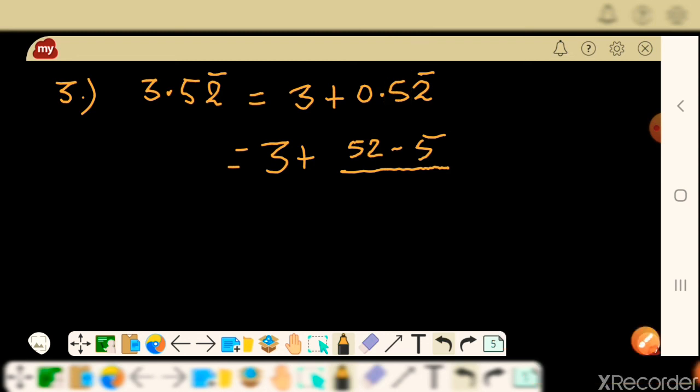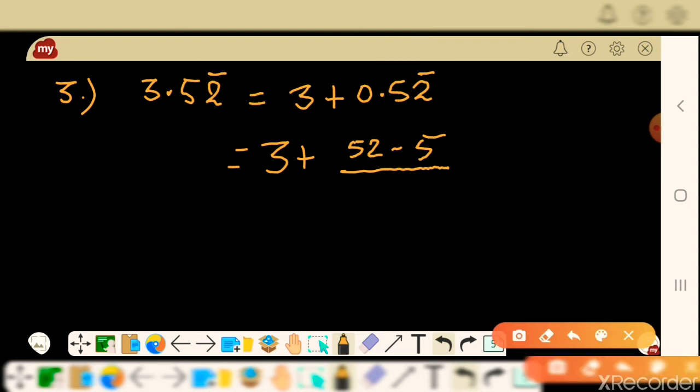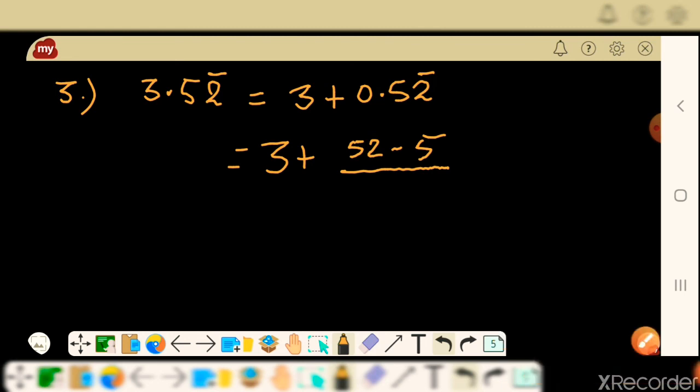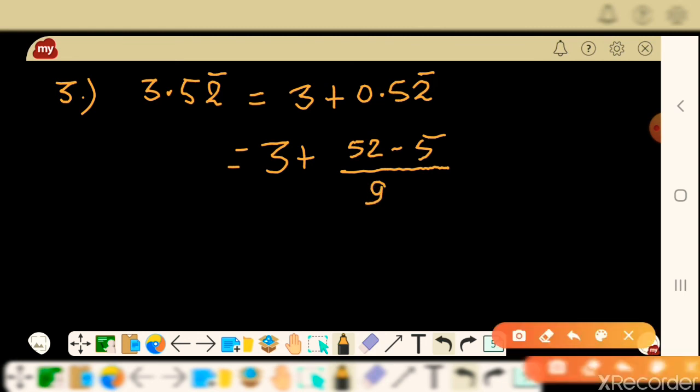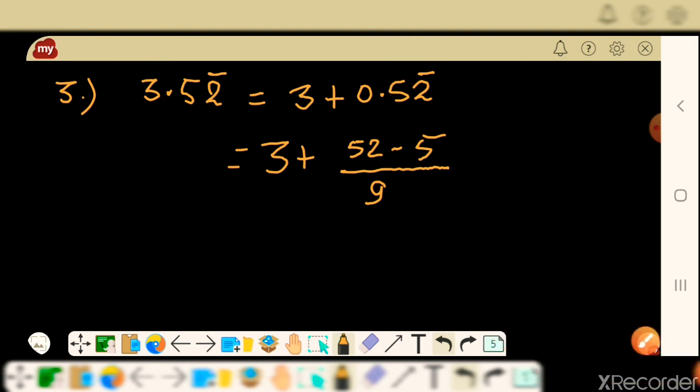Now in the denominator, as only one digit is repeating, we will put 9, and after 9 we have to put the zeros according to the non-repeating digits. There is only one digit which is not repeating, that is 5. So we will put 10. Okay, and now we have to solve it.